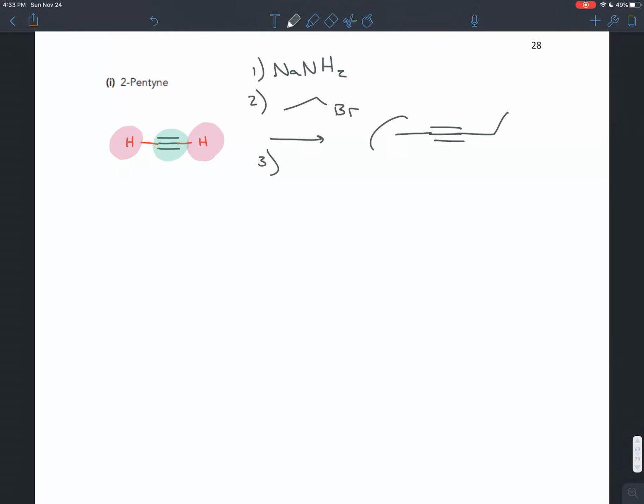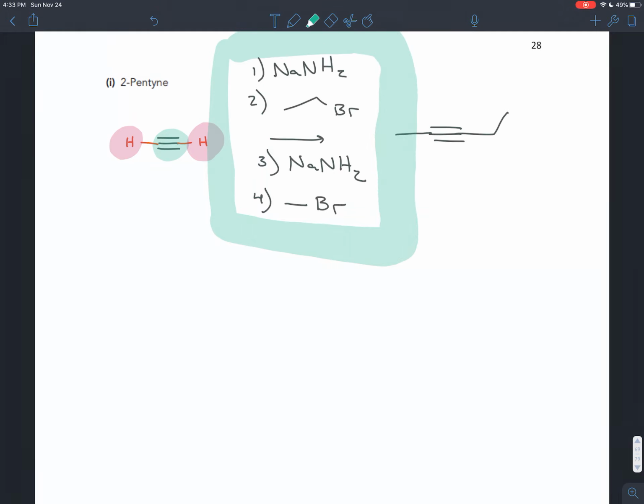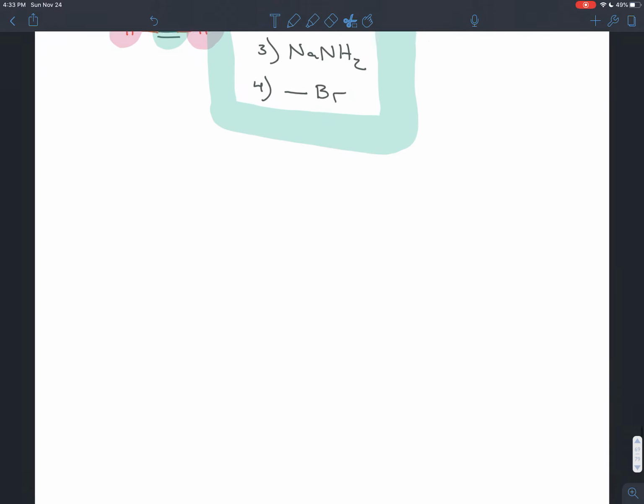Next, we want to replace that hydrogen with a methyl group. So we treat it with sodium amide, that strong base rips the hydrogen off. And next, we take the carbon chain we want to add, so just 1 carbon, and put a leaving group on it. It does an SN2 reaction, and you end up with your product. So that sequence of steps would let you turn acetylene into 2-pentyne.